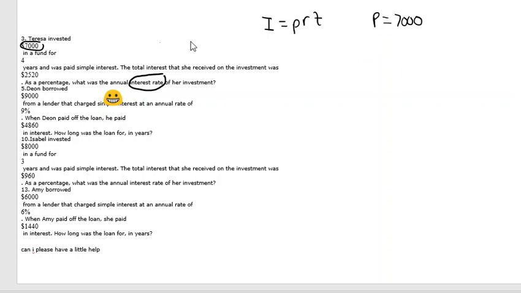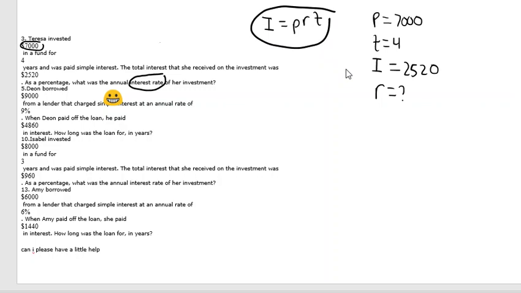The time in years was 4 years. And the total interest that she received, so the I, is $25.20. And the thing that we don't know is the R. So we're going to plug all of this information into this formula, and then we're going to solve for the variable that we don't know.